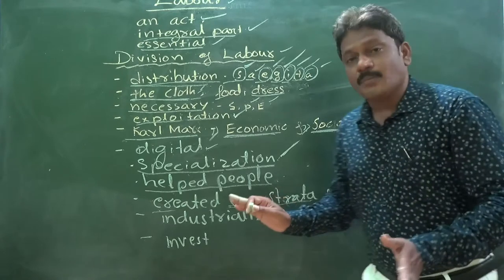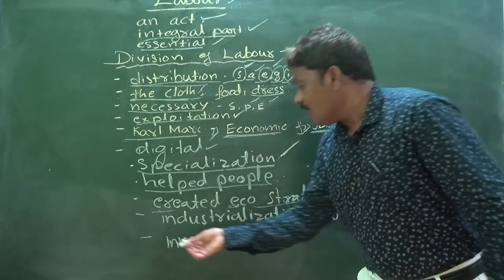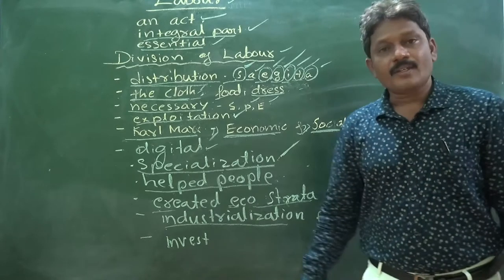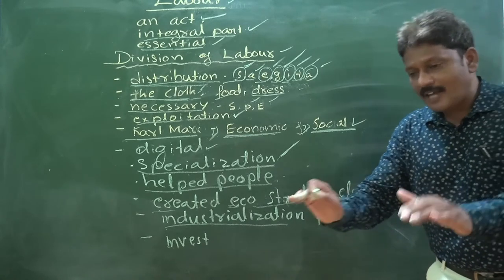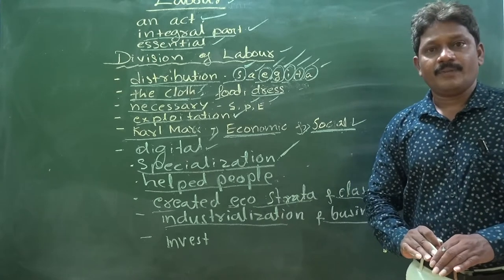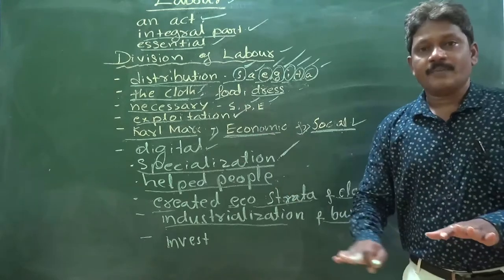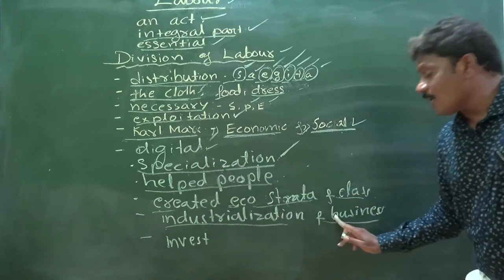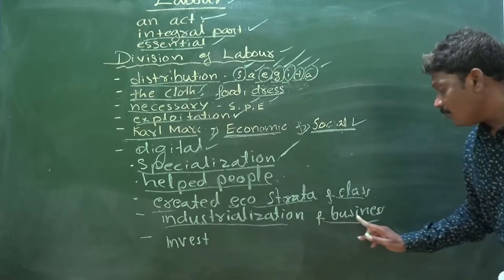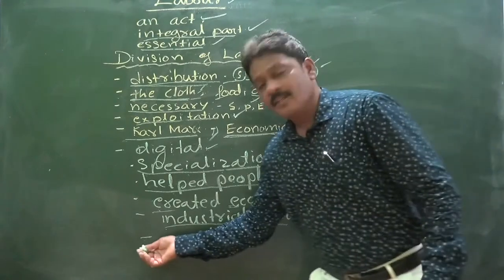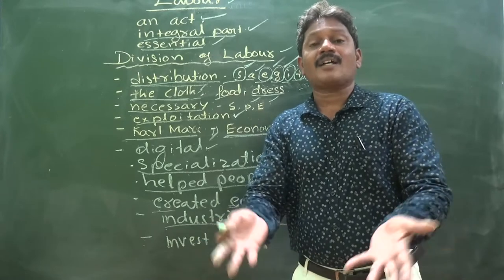And this class system in modern days is created more and more by industrialization and business. Like today in the modern world, there is more and more class system. There is not equal work, equal payment, and equal compensation afterwards. So this is created by more and more industrialization and business only. It is the result: economic strata and class system are the result.